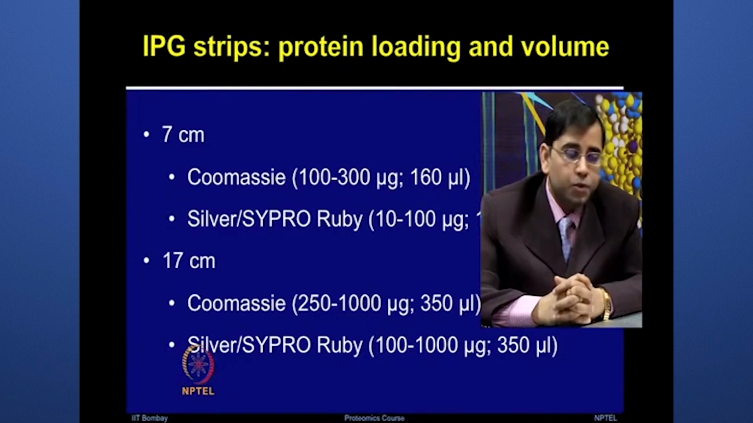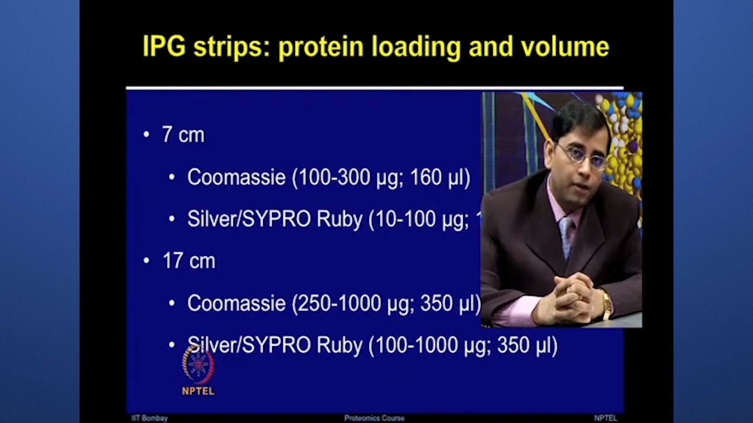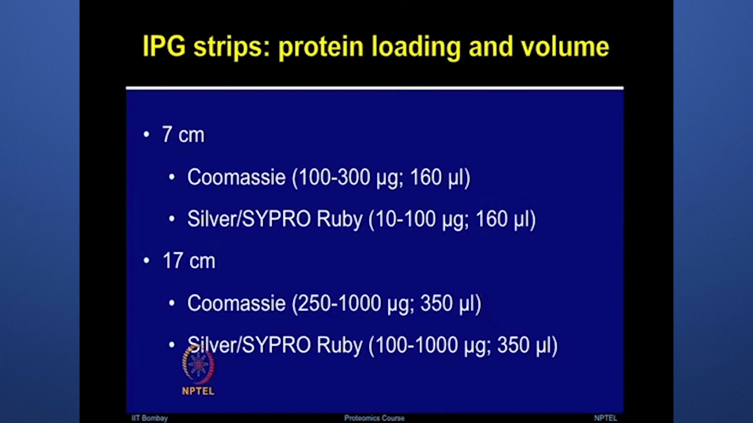For example, between 250 to 1000 microgram of protein can be loaded on the large strip, and one can visualize that by using Coomassie stain. Total reaction volume should not be more than 350 microliters.